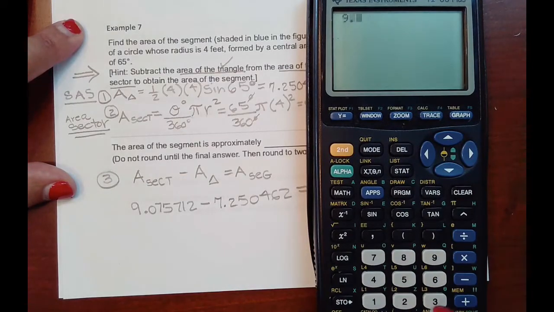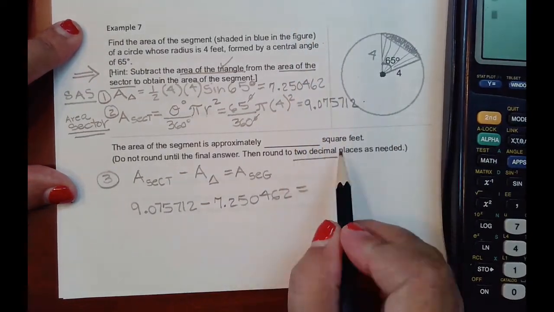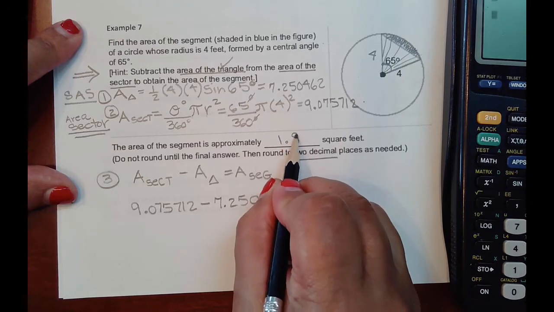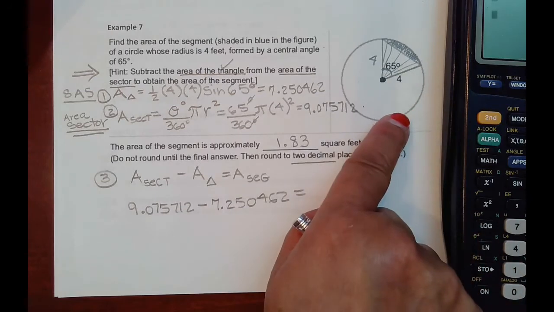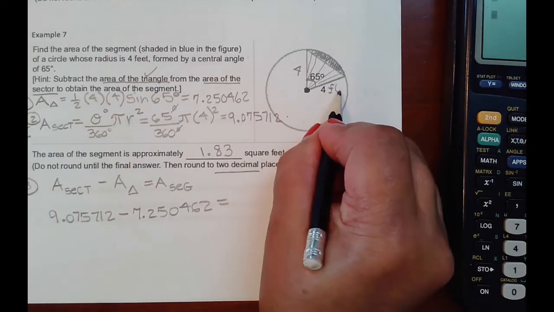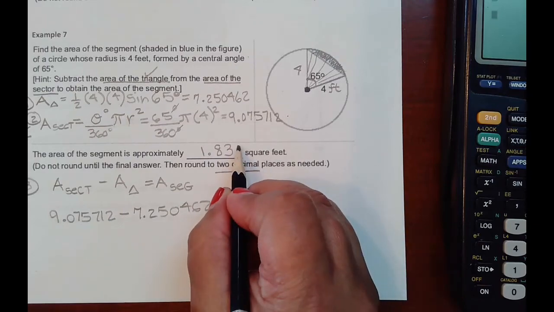Okay, so 9.075712 minus 7.250462. And that's going to be 1.83 that we can finally round to 2 decimal places. So 1.83 square feet. Because if this is in feet, the radius is in feet, area is always in two-dimensional units. So you could either put ft squared or write it out like that.